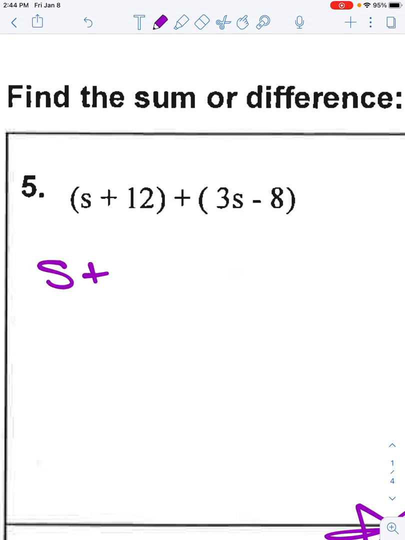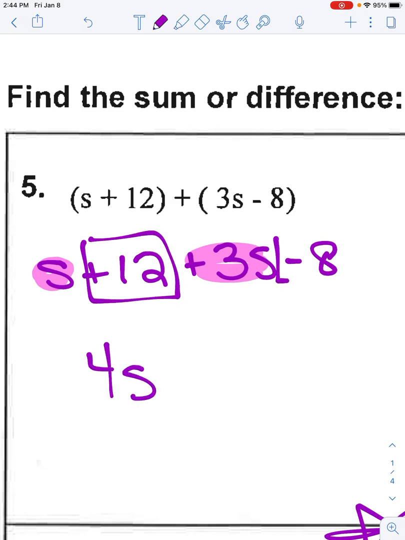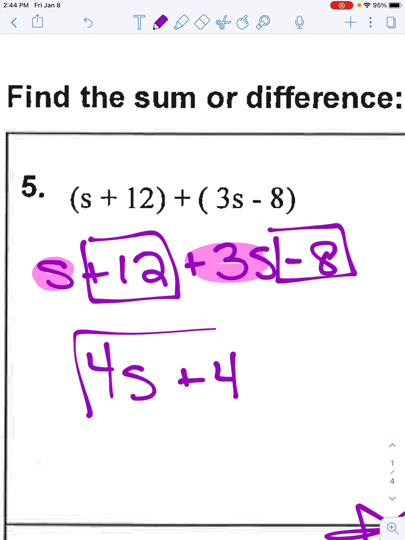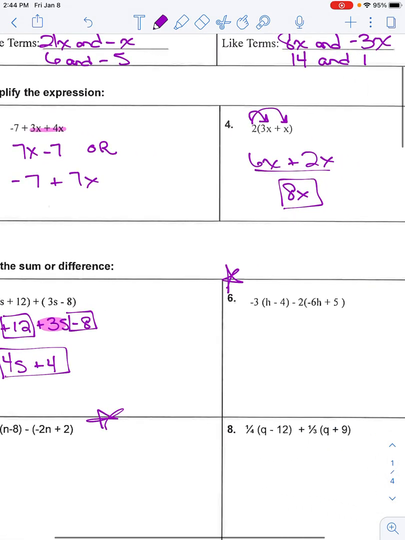Number 5, there's nothing to distribute. We're just going to bring down s plus 12. Nothing to distribute, so just bring outside of the parentheses 3s minus 8. And then you can combine like terms. I have 1s here, plus 3 more over here. That gives me 4s. And then I've got 12 minus 8, which would give me a positive 4. So I have 4s plus 4.